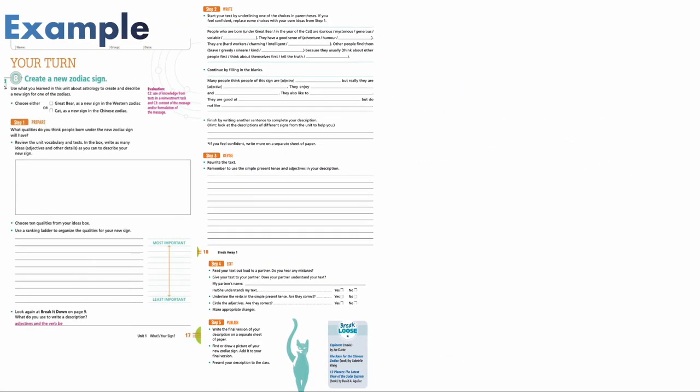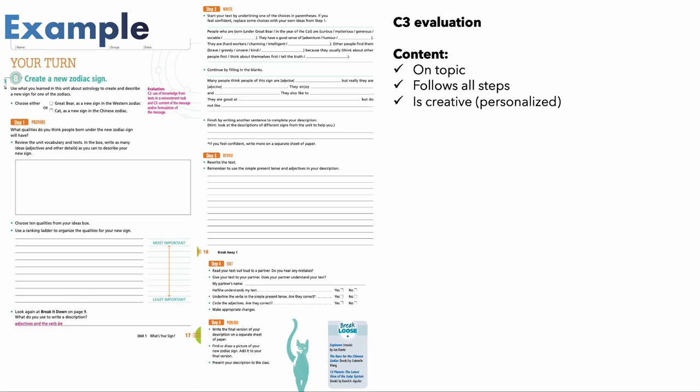So if I were to evaluate this activity, this long extended writing activity, this is again secondary 1, it's probably at the start of the year. So the kind of things I'm looking for in secondary 1, remember we are looking for content, so things that are on topic. Is their text on topic? Does it follow all the steps? Is it creative? Does it read like a horoscope?